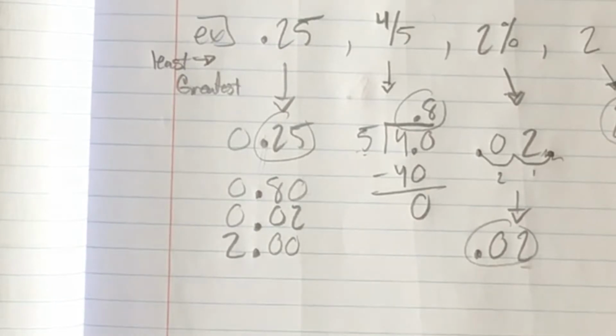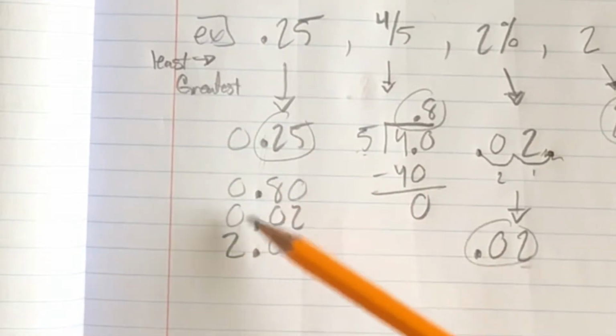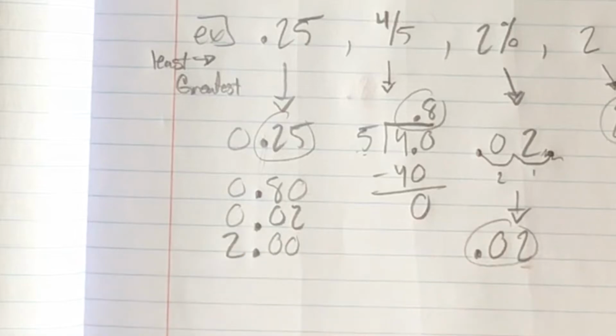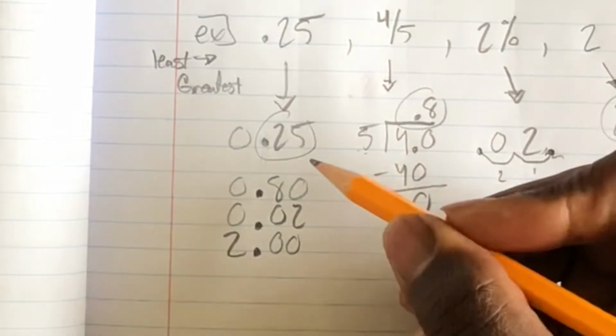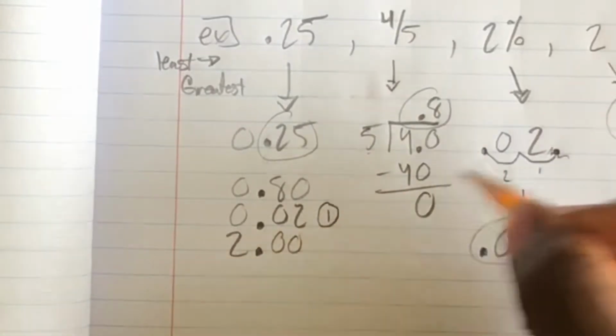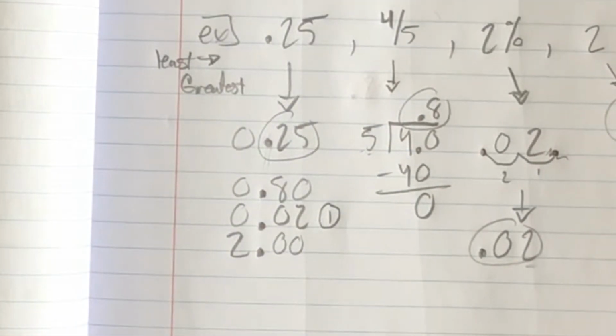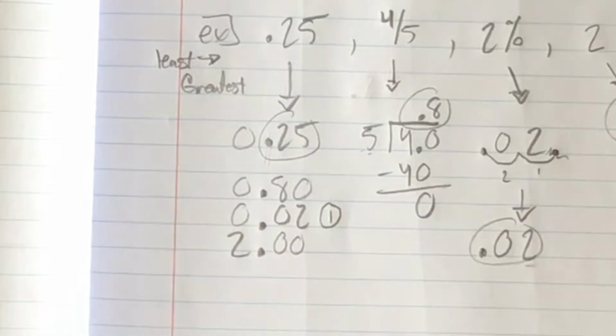Which number will be the smallest out of these? 25 hundredths, 80 hundredths, 2 hundredths, or just 2? The whole number of 2. I agree. So let's look at this, because at first this was a 25, but it looks like this one will be our smallest value. Then we have a 25, we have an 80, and this kind of looks like 25. That kind of looks like 80. It looks like 2. That looks like 200. Oh, that's another way to look at it. I like that.